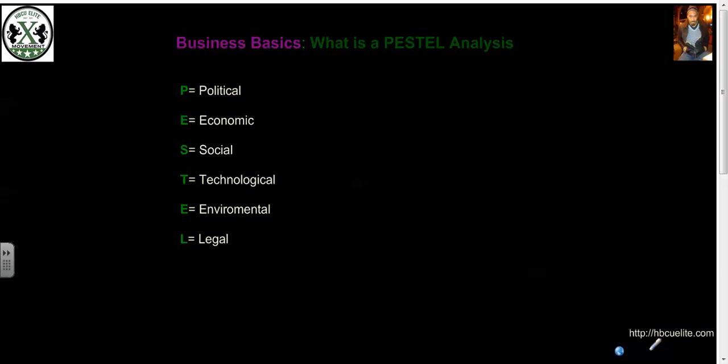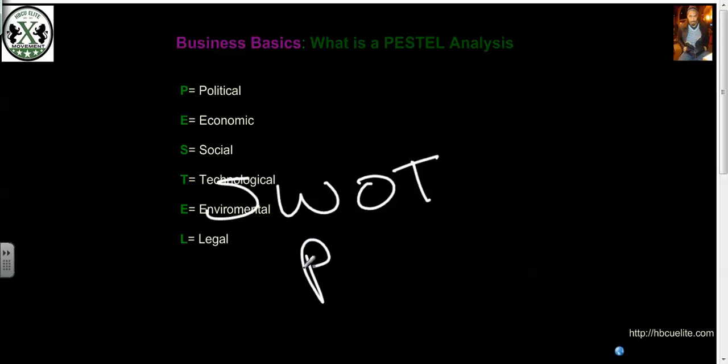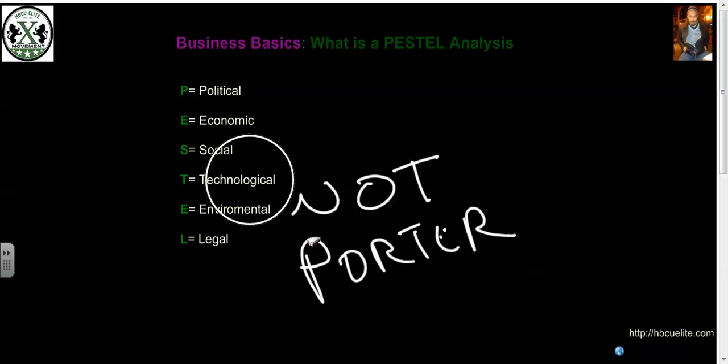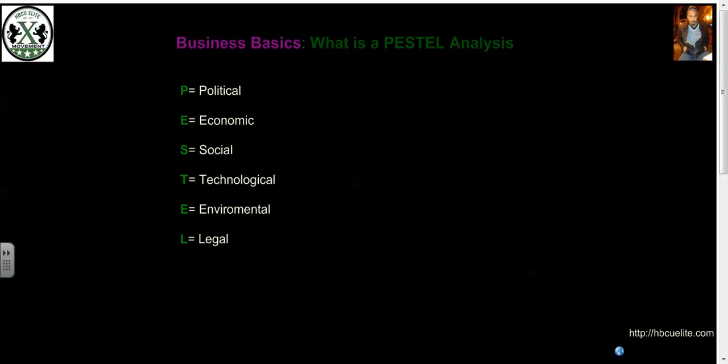So, oftentimes, when you're asked to do an analysis in a market to determine whether or not an opportunity exists, you have a few choices. Some people like to use what is called a SWOT analysis, which stands for strengths, weaknesses, opportunities, and threats. Other people like to use what is called a Porter model or Porter Five Forces, and that's great. But my personal favorite, and you can do them all, or you can do one or the other, is the PESTEL model.